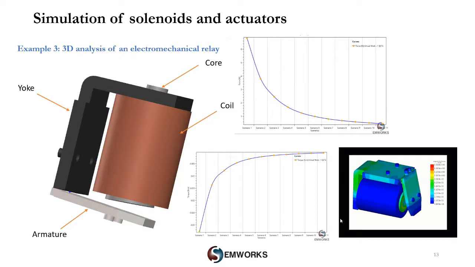We can see that the force increases when getting close to the core while the torque decreases. An animation of the magnetic flux versus angle is shown as well. As you can see on the right side, there are some animations of the field versus different angles.